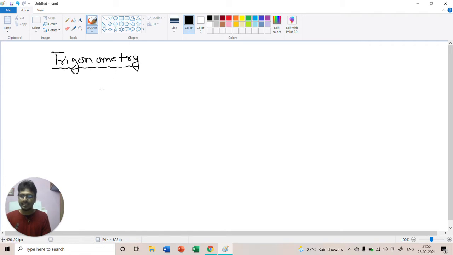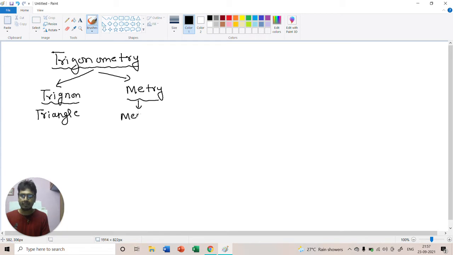Trigonometry is derived from two Greek words. The first word is trigon and the second word is metry. What is the meaning of trigon? Trigon means triangle. And what is the meaning of metry? Metry means measurement. So trigonometry is nothing but the measurement of a triangle.